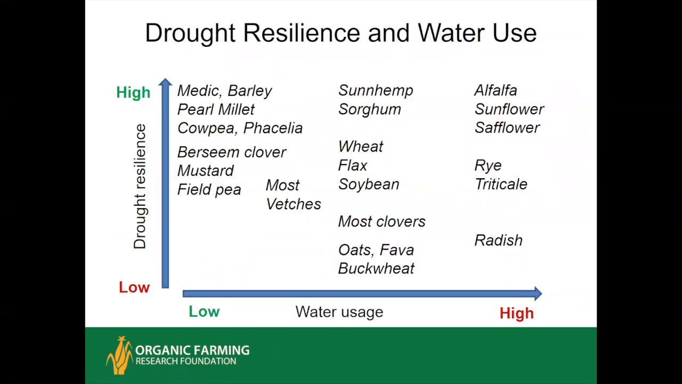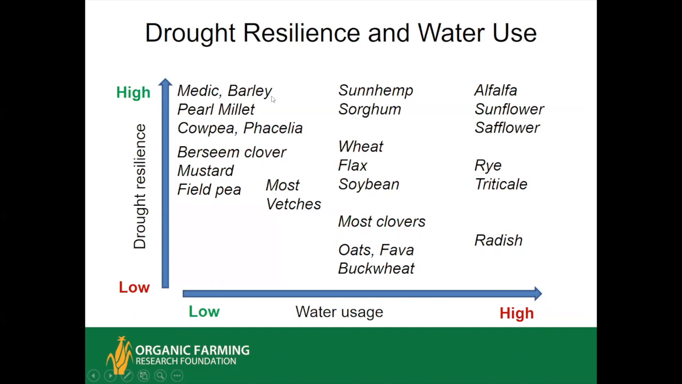So this is a table that I made up based on a cover crop chart that the USDA produced for the Northern Great Plains. So we've got two dimensions here. You got low to high of drought resistance. That's how much drought can this crop stand up to and still look good and still grow. And then what is its water usage? That can also go from low to high.